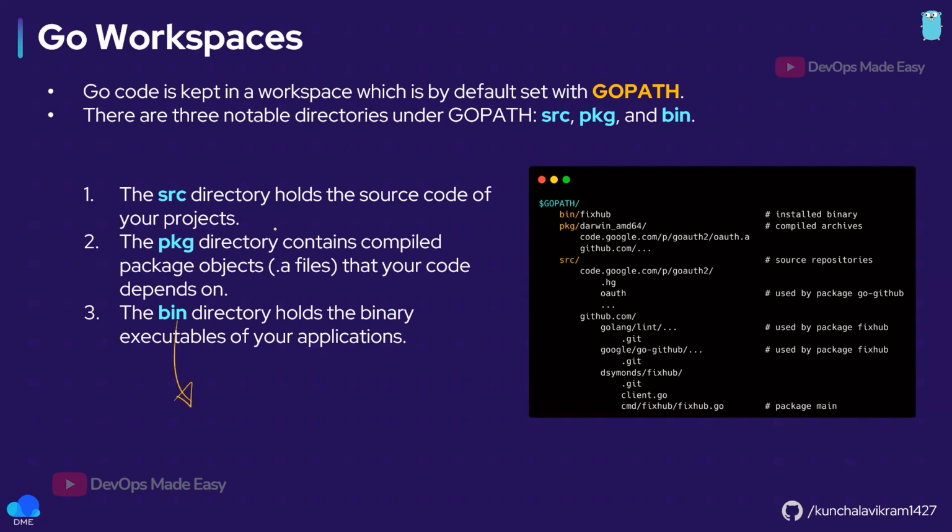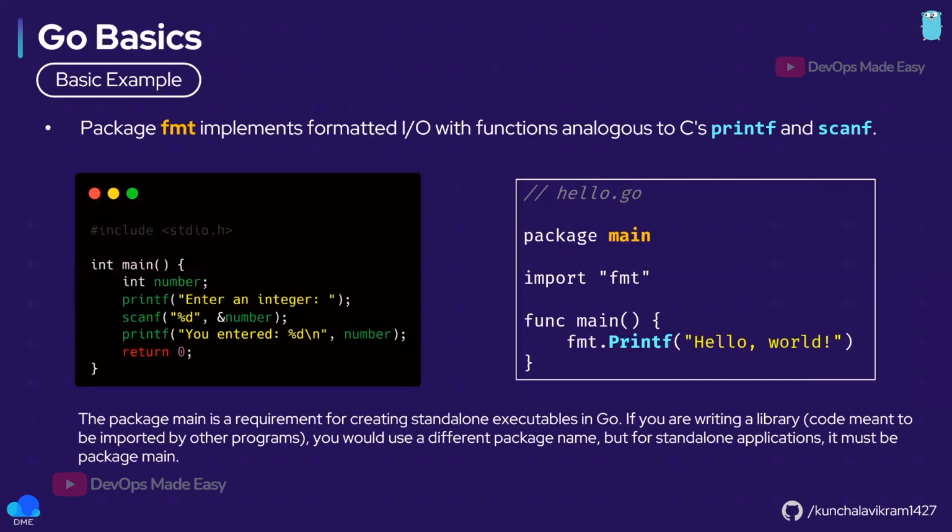Coming to pkg, this is a package directory where it will have the compiled package files. The meaning of compiled package files is, let's say your project depends upon other Go packages. Ideally, you download those packages, and those packages will be available in this pkg directory as compiled objects. The reason why they are available in the compiled format is to speed up your entire build process. Okay. So this is the Go workspace. You should definitely set the Go path. Otherwise, your Go projects will not work as expected.